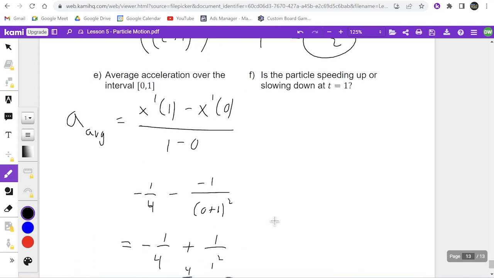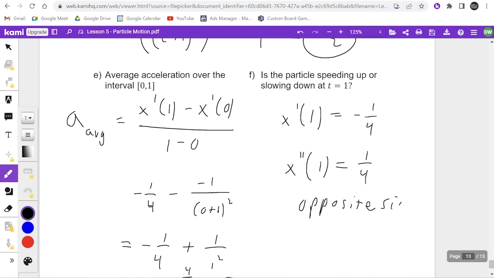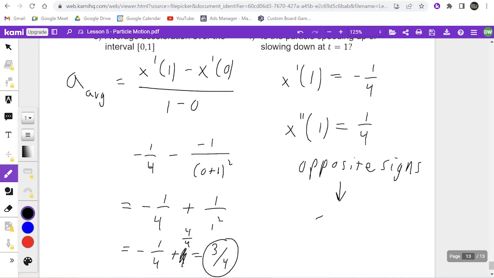And then finally, part F, last question of the night, is the particle speeding up or slowing down at t equals 1. Okay, so for speeding up or slowing down, all you gotta do is tell me the first derivative and the second derivative at 1. And again, we did this already. Like the first derivative from part B, we got -1/4. And then the second derivative from part C, we got +1/4. Because they're opposite signs, all we're going to say is it's slowing down, and that's all you need to say for that one.